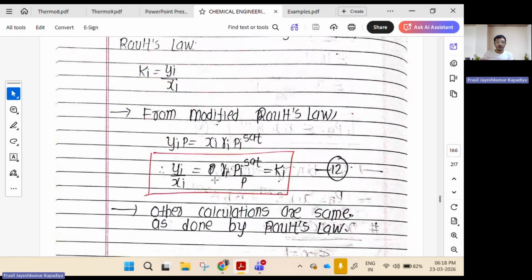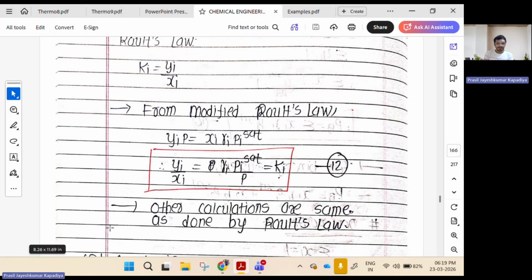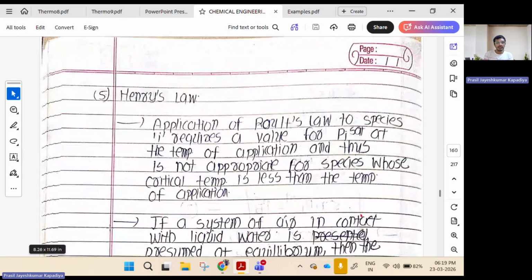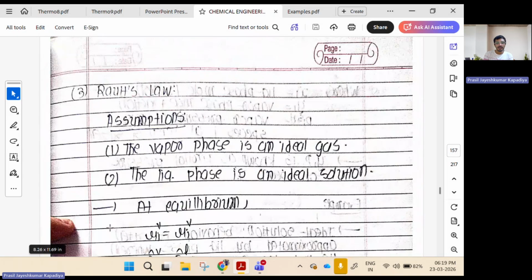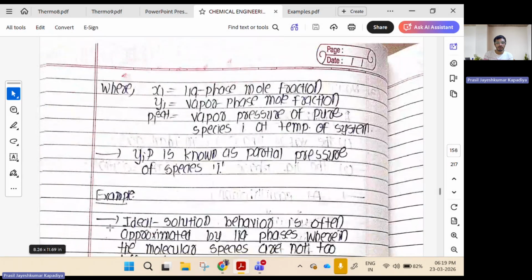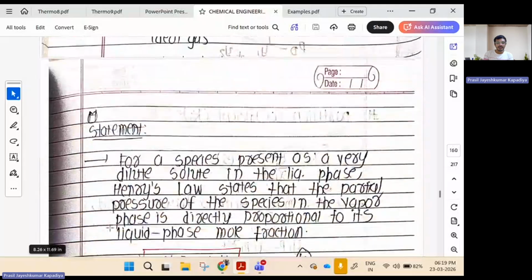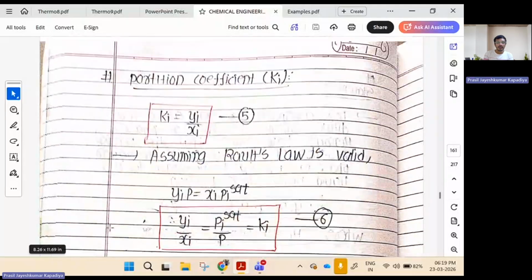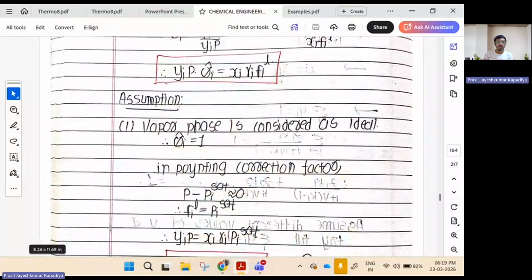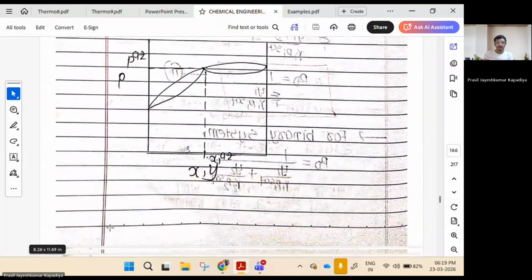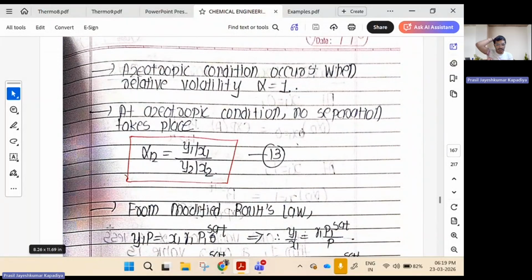So this is how we can do it using modified Raoult's law, and we need to change these terms. Now, in the ideal part, we did not have a look at that thing. Wait, if it is there, I can show it to you. This is Henry's law, flash calculation. No, it is not there. Okay. So azeotropic condition also I can study.